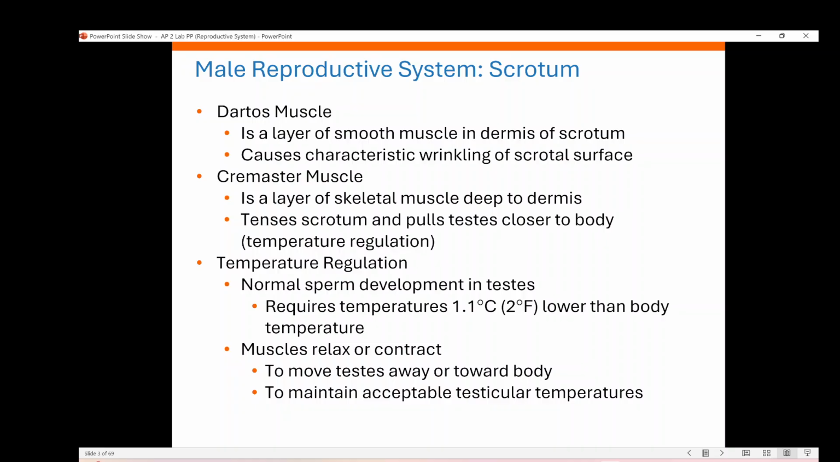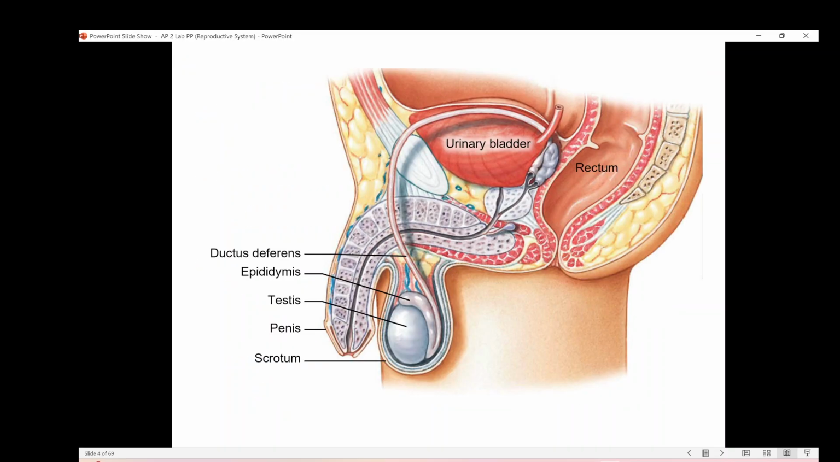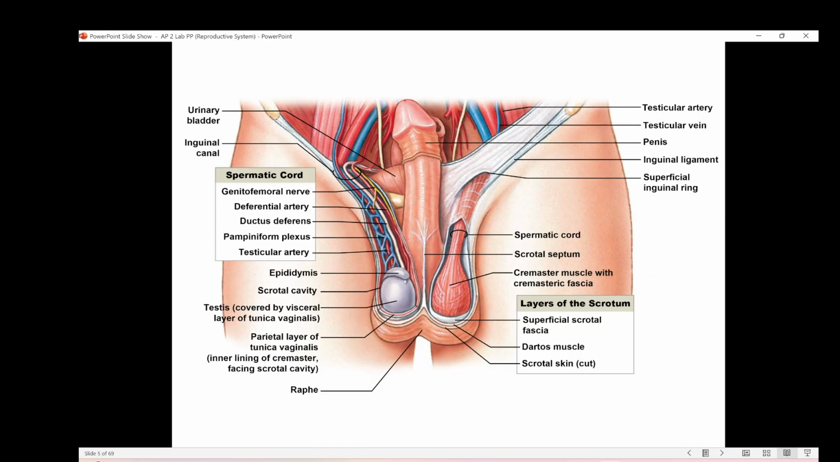And when the muscles contract, they're going to move towards the body just to keep a nice homeostasis as far as testicular temperature. Let's show you the cremaster muscle.